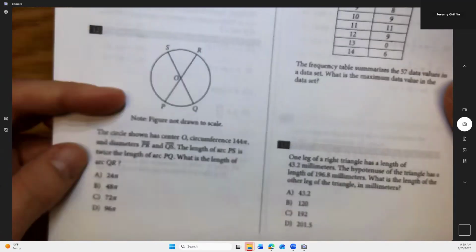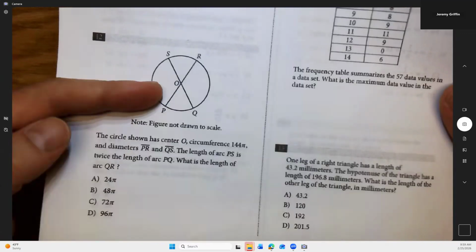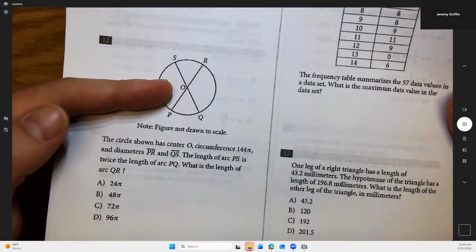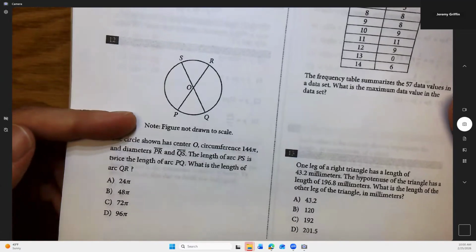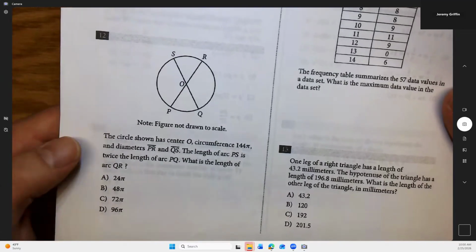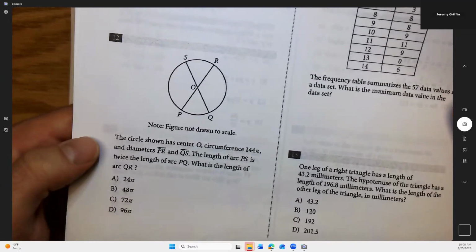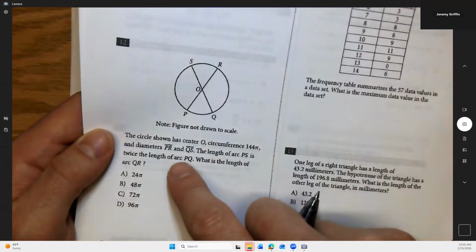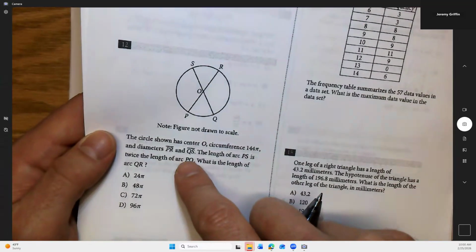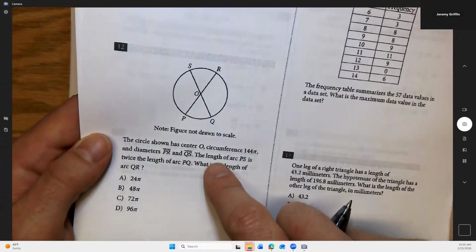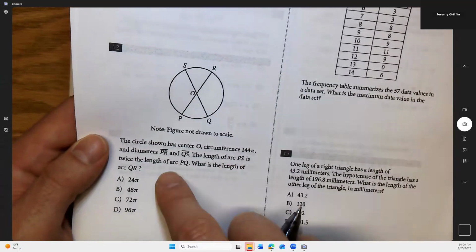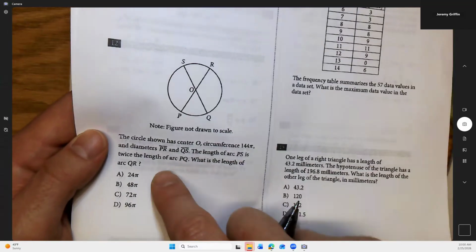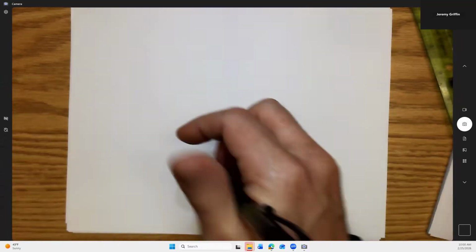We've got the circle with some lines through it. Those are diameter lines, aren't they? Because they go through the origin, but otherwise not necessarily drawn to scale. We've got a circle with center O. Circumference is 144 pi. Diameters are PR and QS. Yep, we figured those were diameters, they run through the center. The length of PS is twice that of PQ. What's the length of QR?